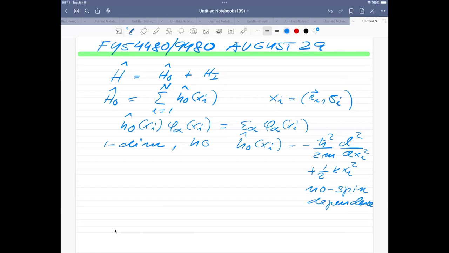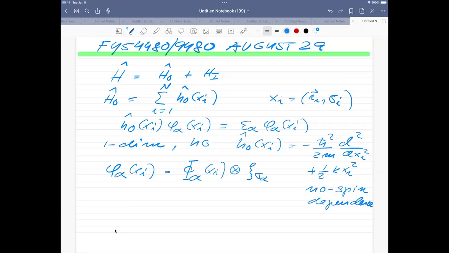Now this state, phi of alpha, x of i, is actually a state which is a tensor product of the spatial degrees of freedom. So this phi, which you see here, given quantum number alpha, is something which depends only on the spatial degree of freedom in one dimension. And this is a tensor product with the spin degrees of freedom. So we are just going to write this as a sigma of alpha here, or just a sigma.